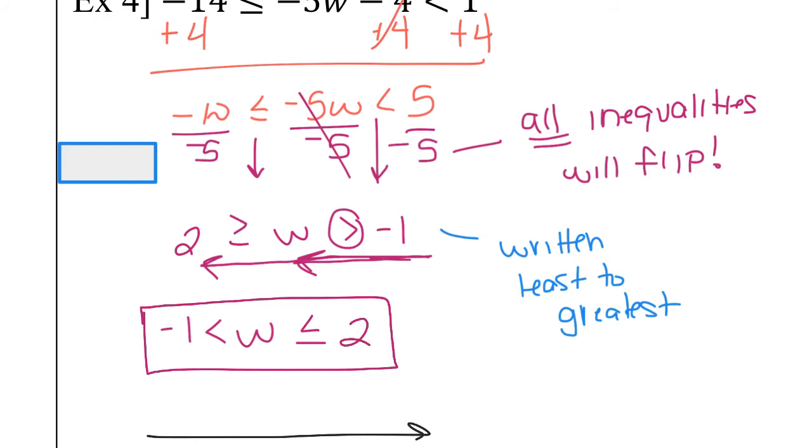Now for our graph. So we have a negative 1 as a boundary and we have 2 as a boundary. So now negative 1 is just a less than, so it's an open circle. 2 is a less than or equal to, so it's a closed circle. And ands are always shaded here in the middle.